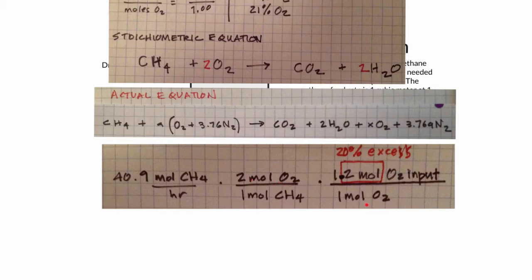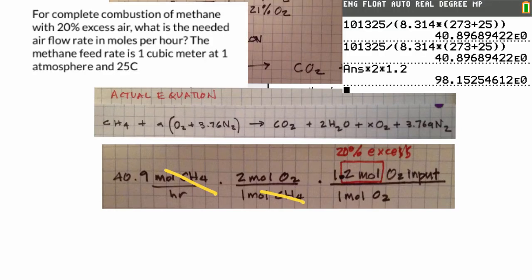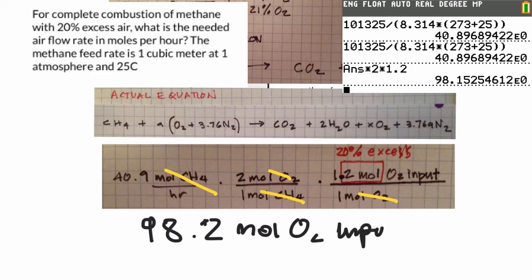And we know that for every mole of oxygen required, we have 1.2 moles of O2 input into our process, because this accounts for the 20% excess. So in doing this math, I've accounted for the CH4 here, and the moles of oxygen is the mole of oxygen input. So what we get here is 98.1, actually 98.2 moles of O2 input.